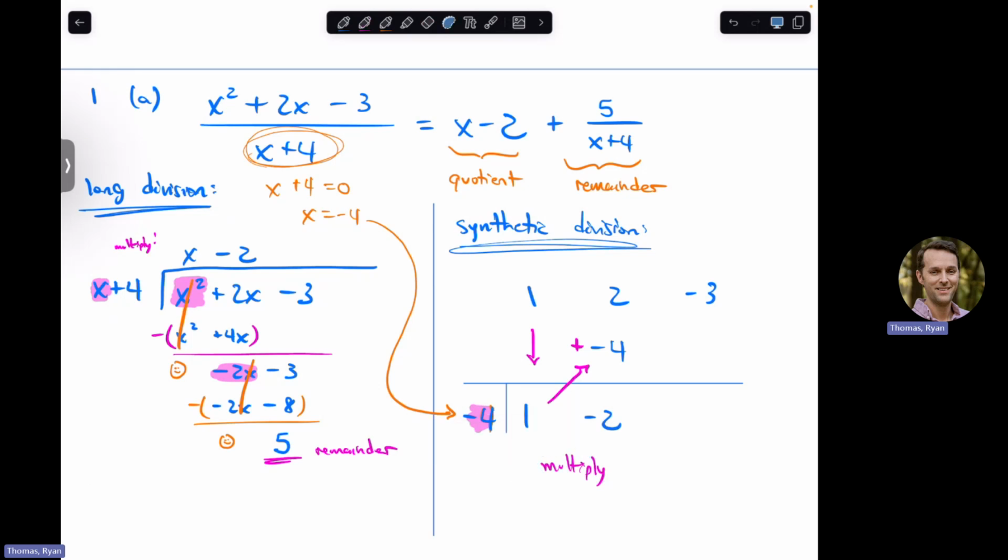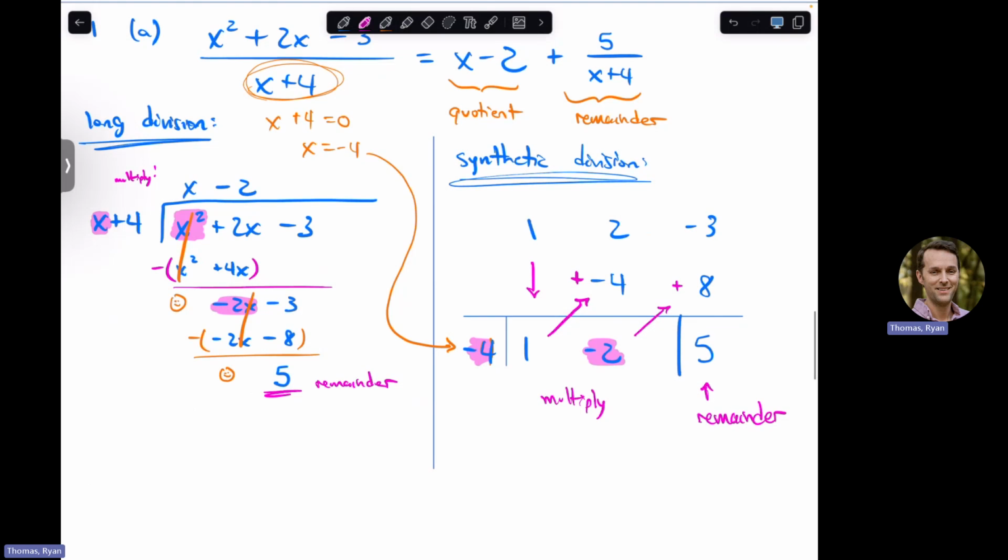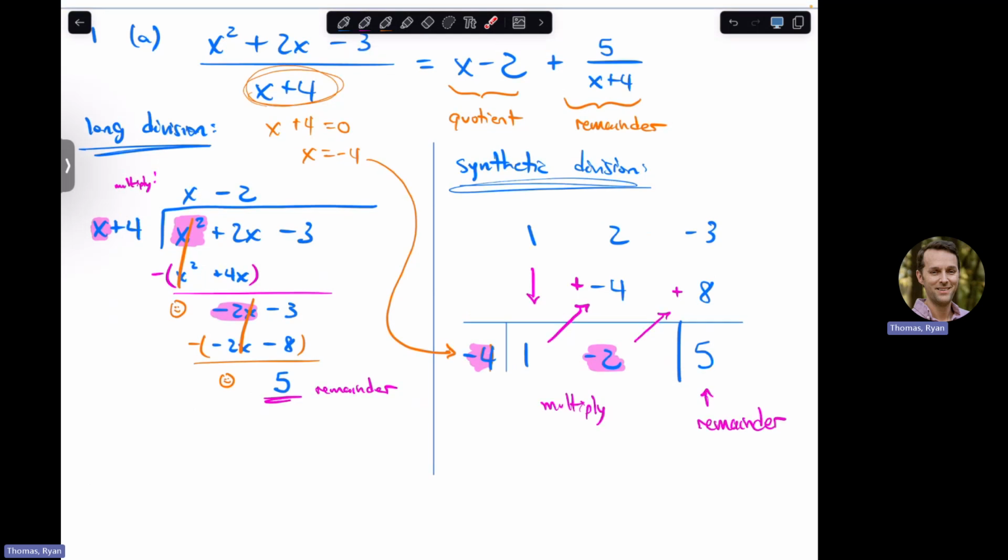We kind of move over, but we still multiply these things. -4 times -2, 8. And so that goes there, and then we add down the column again. -3 and 8 is 5. Once we run out of stuff, we're done. That's the remainder in that last position. And these are the coefficients on the quotient.